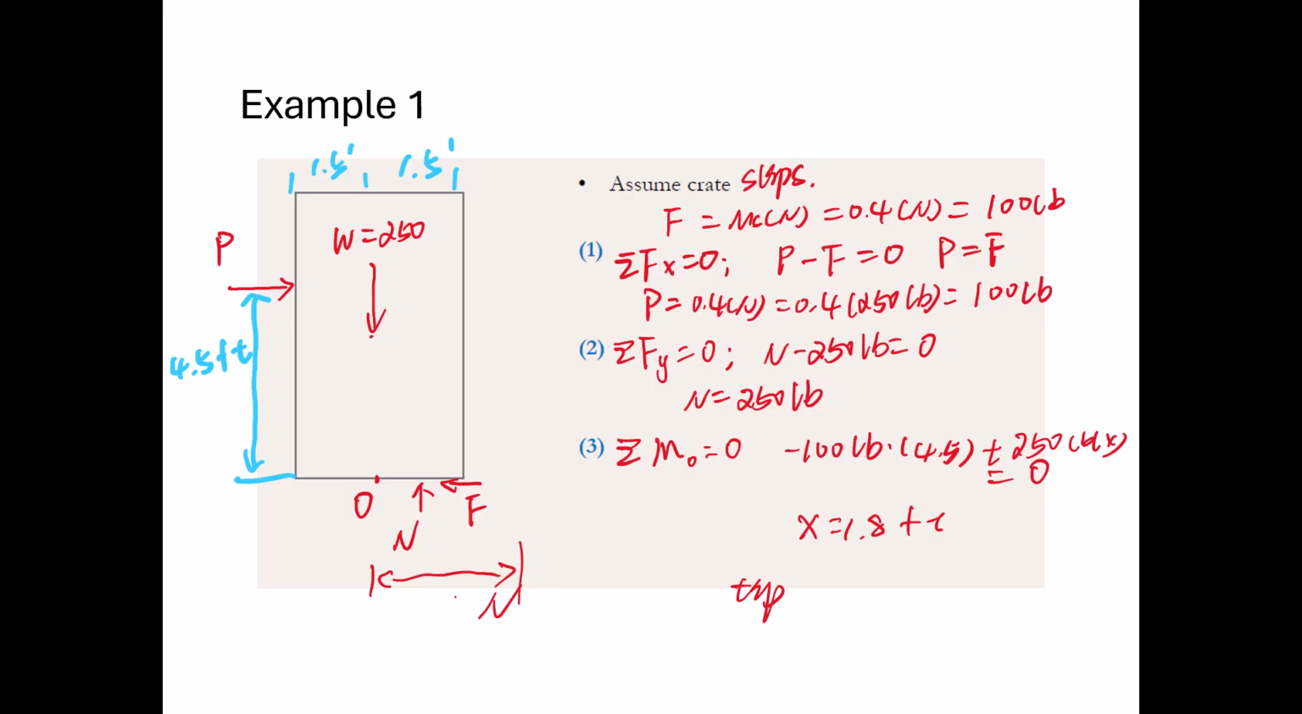We need to check, okay, if F is less than mu s times N, okay, it satisfies our requirement. So the P maximum is 83.3. Okay, that's pretty much for today.